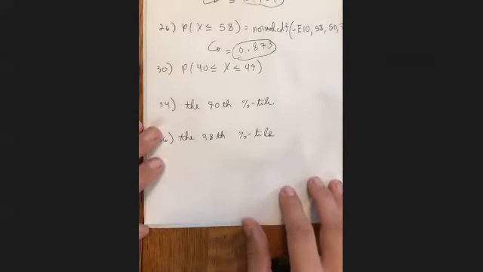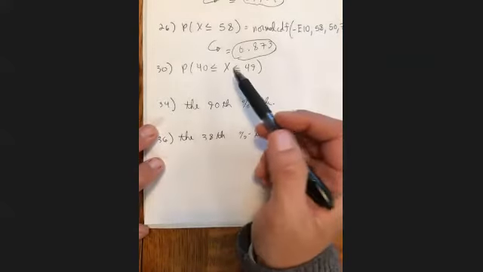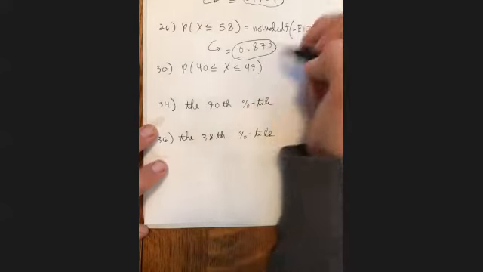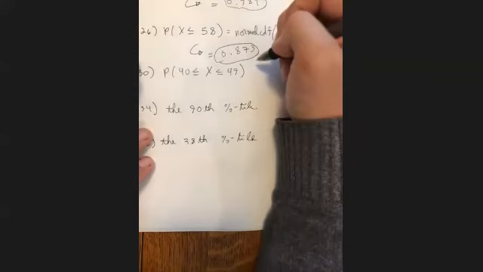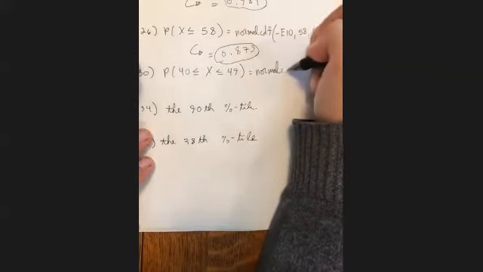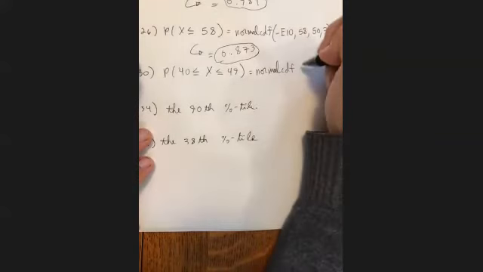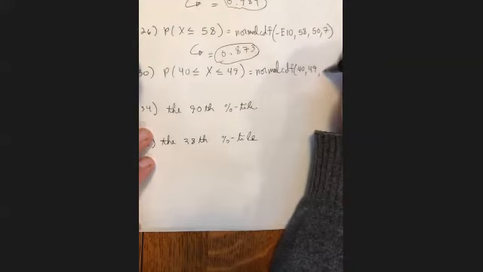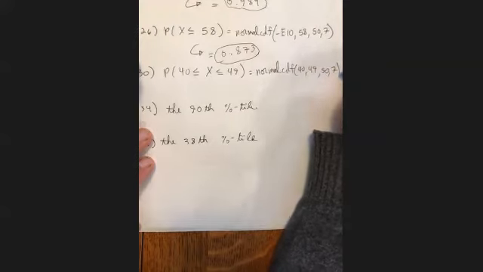All right, number 30. We're calculating the probability that this random variable will be between 40 and 49. So yet again, normal CDF. Lower bound 40, upper bound 49, mean 50, standard deviation 7.